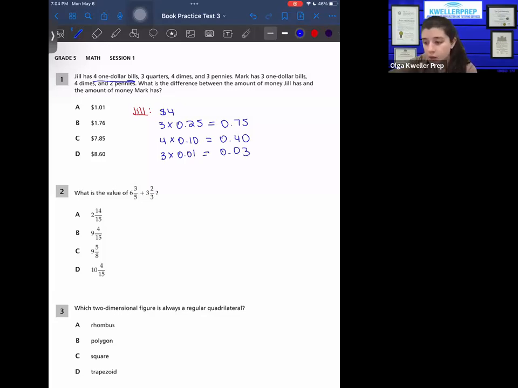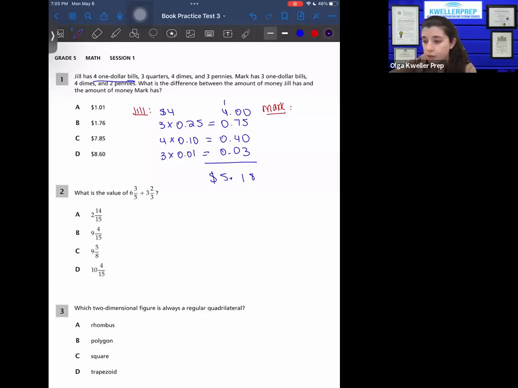So now we add this all up, right? $4, 75 cents, 40 cents, and 3 cents. This is going to be 8, 11. So that is $5.18 for Jill. And we're going to do the same thing for Mark.